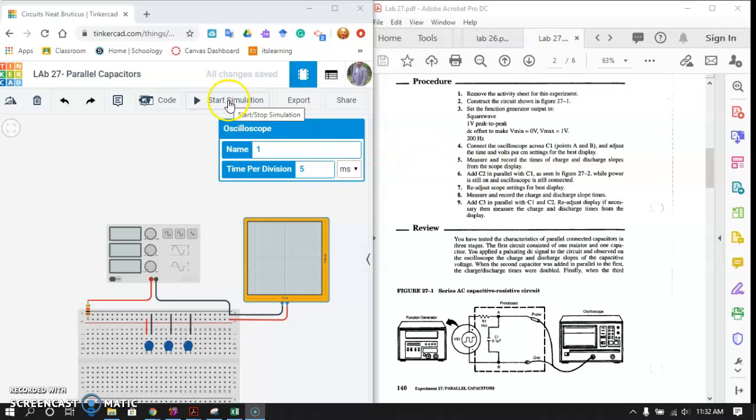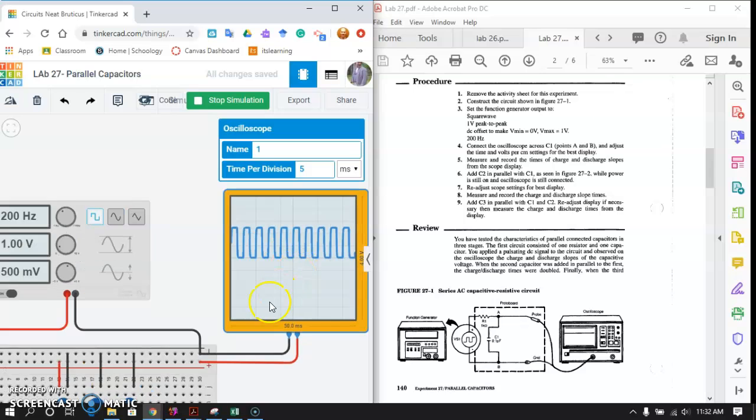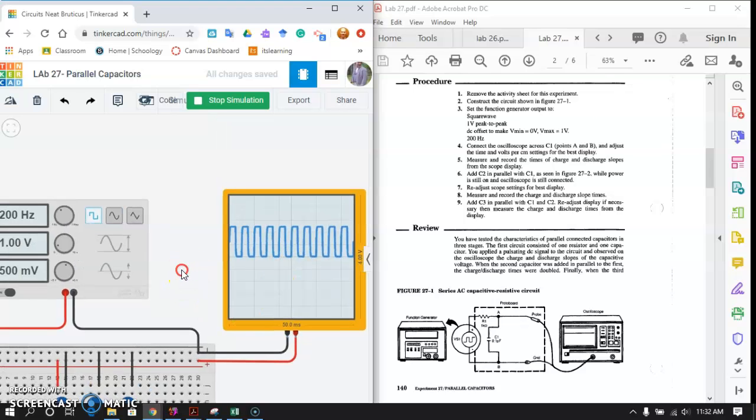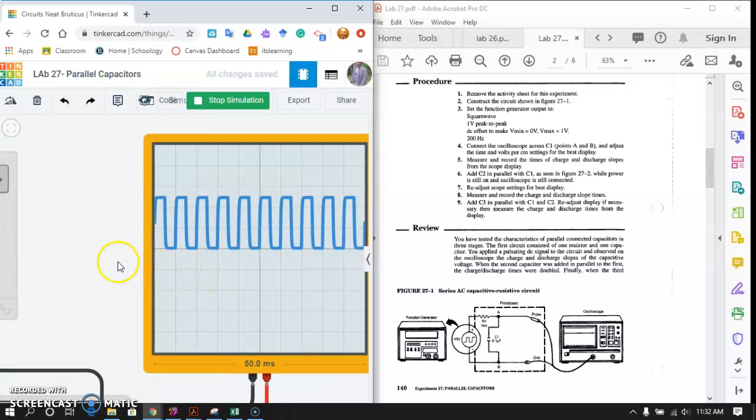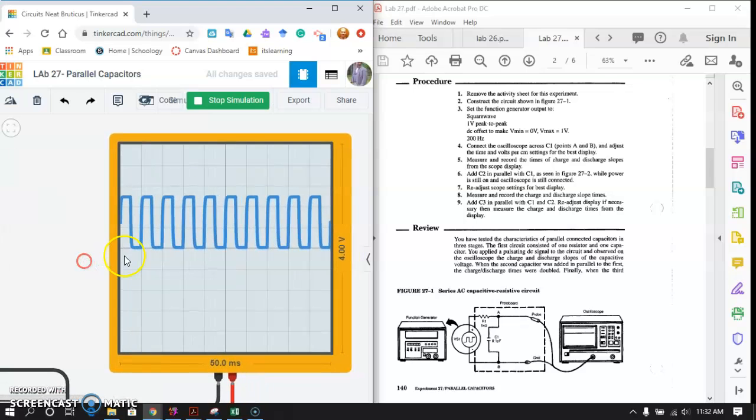So let's go ahead and start our simulation. And here you see, we'll zoom in on the scope itself. You see that we do have those 10 cycles I previously talked about. 10 full cycles, one cycle covering the predicted 5 millisecond division, but this really isn't helping me record the charge and discharge time to really get a close look at it.